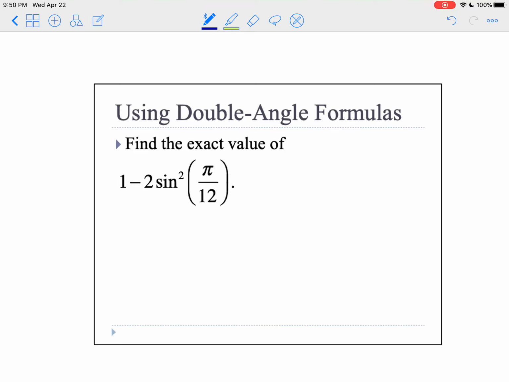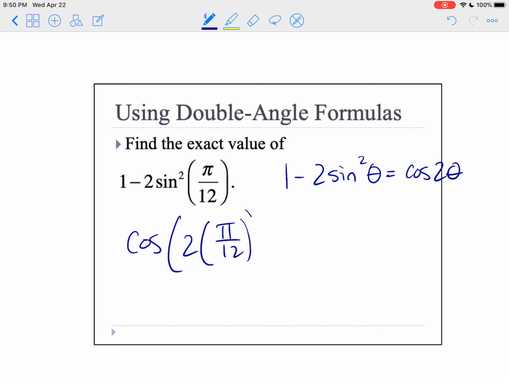So using the double angle formula for cosine, this 1 minus 2 sine squared of theta looks an awful lot like cosine of 2 theta. Now I'm using this in the opposite direction, which is fine. I just want to remind you that these formulas work in both directions. So this 1 minus 2 sine squared of pi over 12 can be written as cosine of 2 times pi over 12, which is cosine of pi over 6.